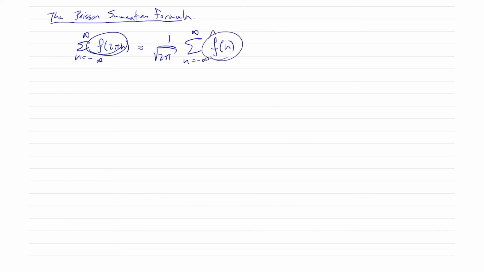And with this one, basically, it says this. It's the sum for n equals negative infinity to infinity of f of 2 pi n is equal to 1 over the square root of 2 pi times the sum n equals negative infinity to infinity of f hat of n. So there is a connection then between the sum of the coefficients of f and the Fourier transform evaluated at integer points.